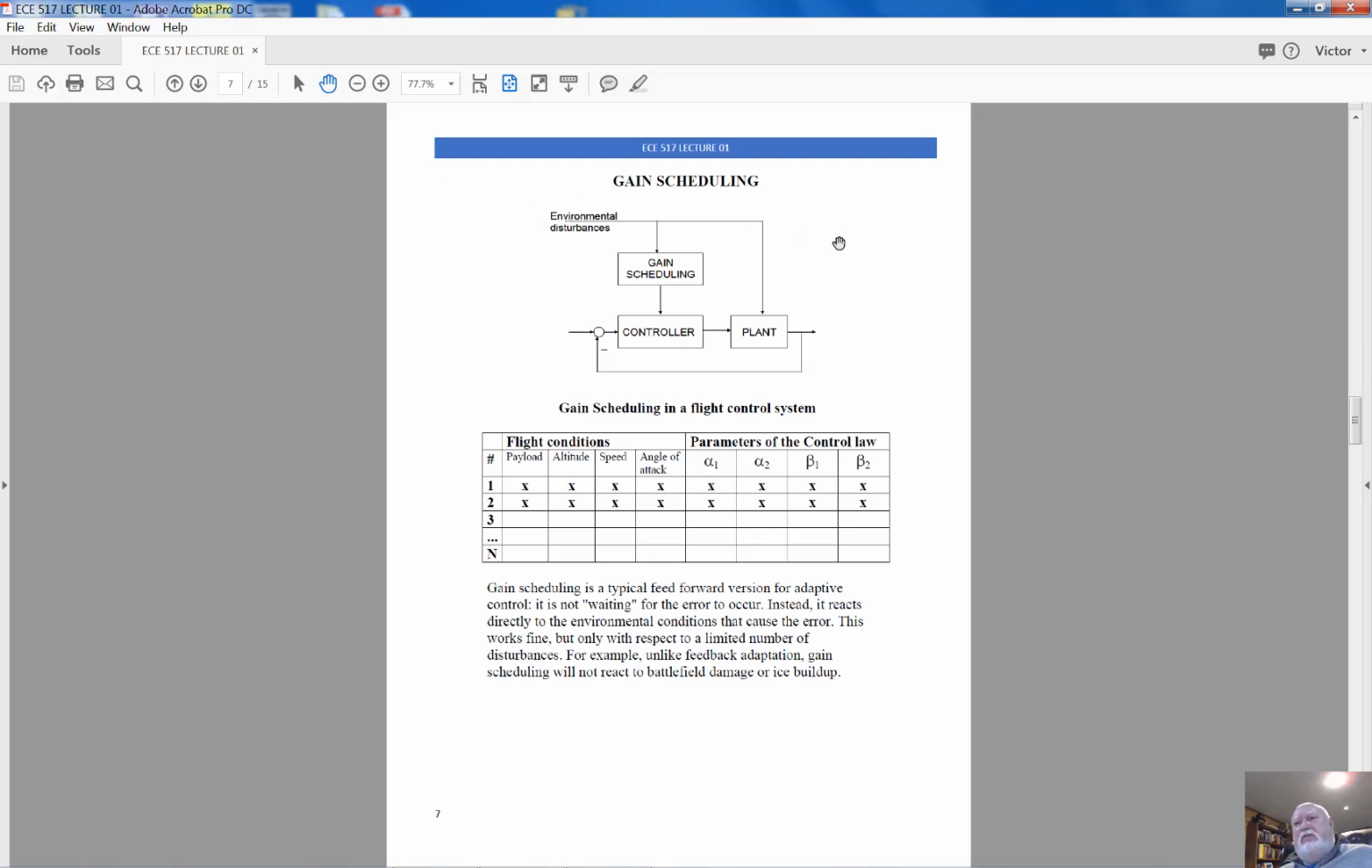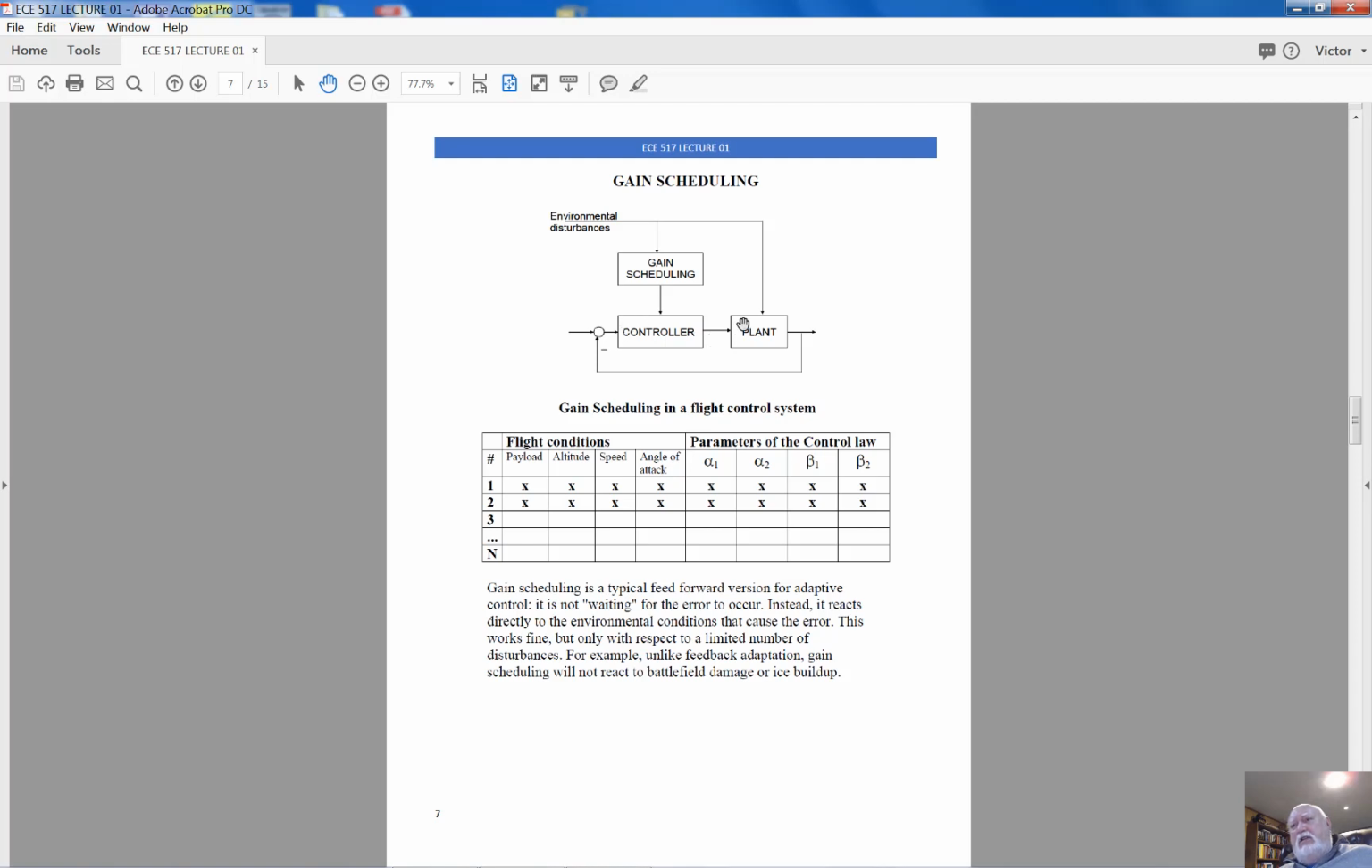Gain scheduling is different. In the gain scheduling, we do not have reference model. We do not perform self-tuning. We monitor environmental disturbances. We monitor conditions that require us to change parameters of the control law. We have to perform sufficient preliminary study, and for every specific combination of the environmental parameters, we have to come up with the set of parameters of the controller.